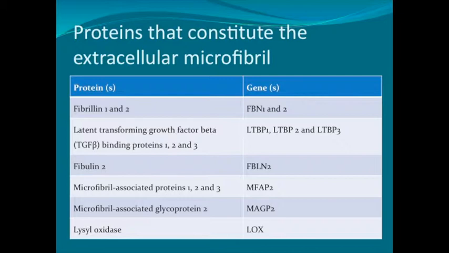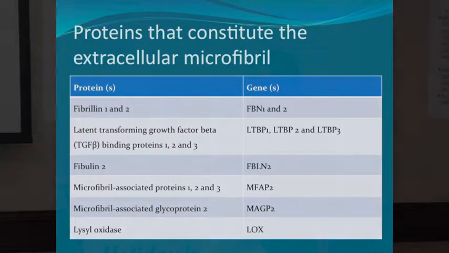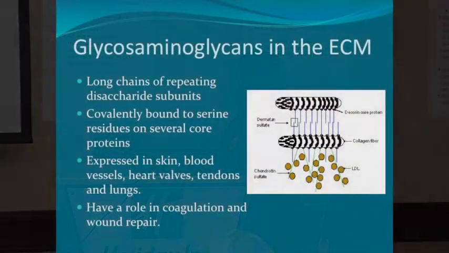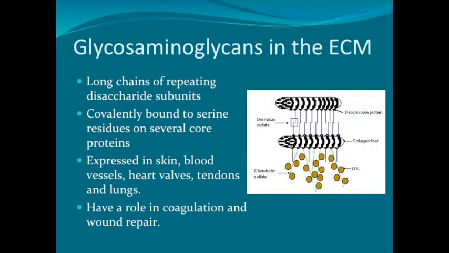Latent transforming growth factor beta is a very critical master regulatory signaling protein that I think might be important in the expression of some of these symptoms. It comes in 3 types, fibrillin 2, and then other associated proteins to the microfibril. And finally, the glycosaminoglycans that, as I told you, form these sticky connections between the fibrils.